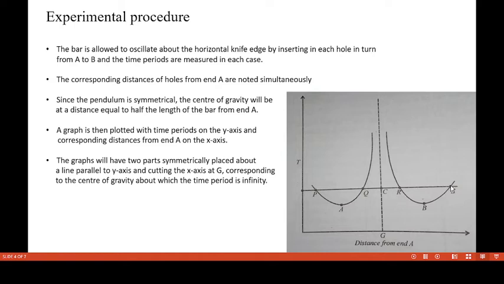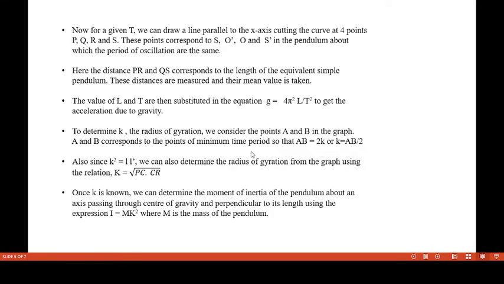Similarly, from this point of suspension, the distance from S to the center of gravity gives the distance small l, and the distance from C to Q gives L dash. So this total distance from Q to S will give the length of the equivalent simple pendulum, capital L. The values of capital L and capital T are then substituted in the equation g equals 4 pi square L upon T square to get the acceleration due to gravity.